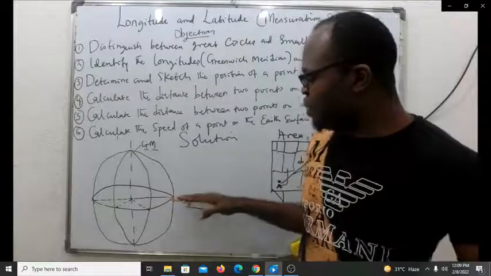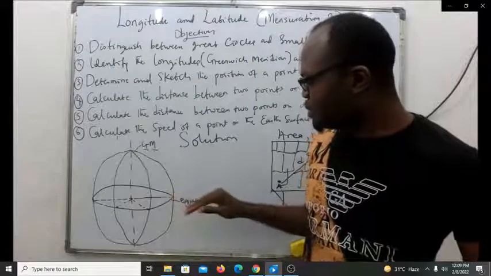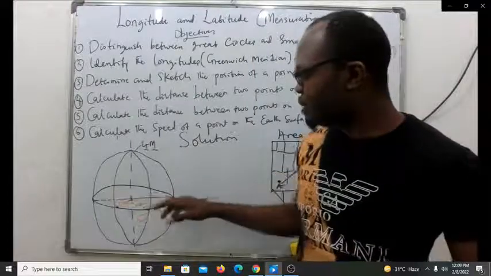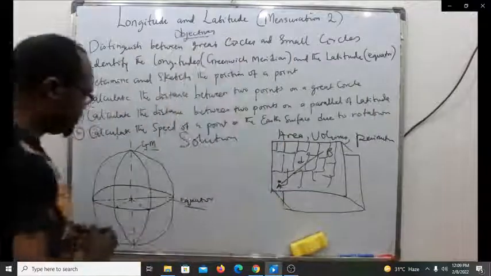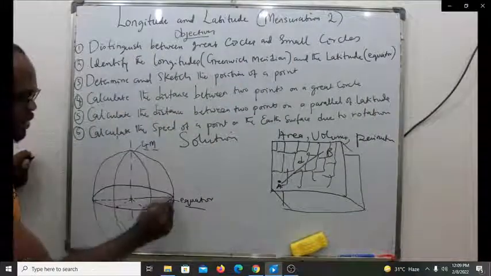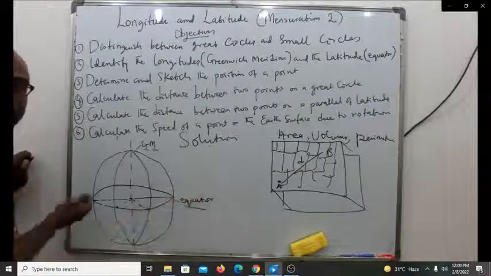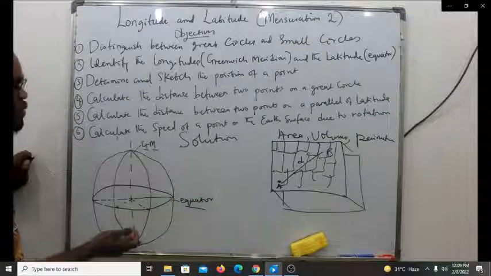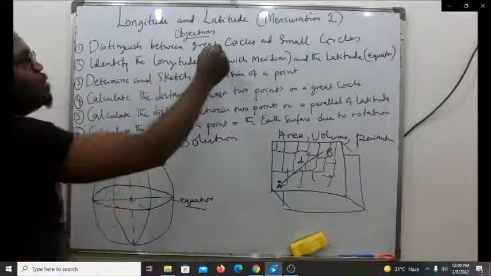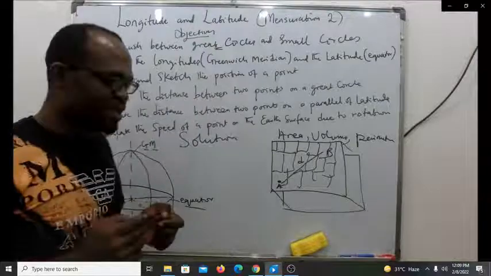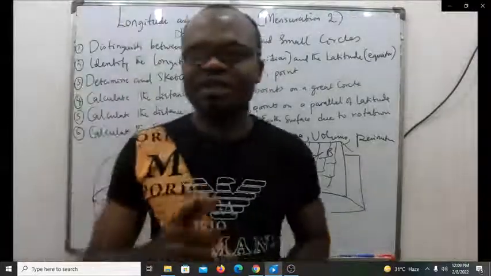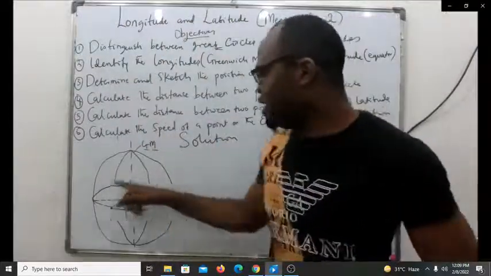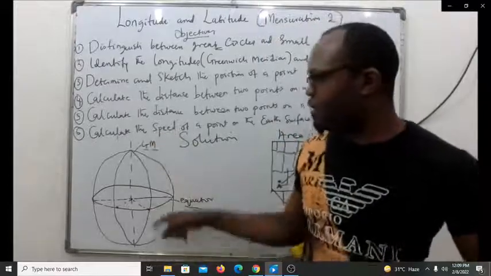So any circle around the Earth's surface through which, when you cut the Earth, you can get two equal parts, we call the great circle. We call them the what? Great circle. And the two major important great circles are the equator and the Greenwich Meridian.